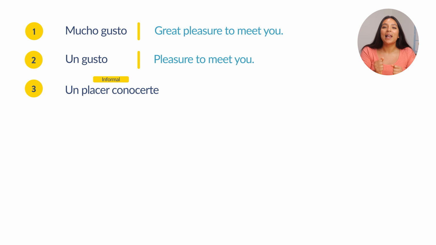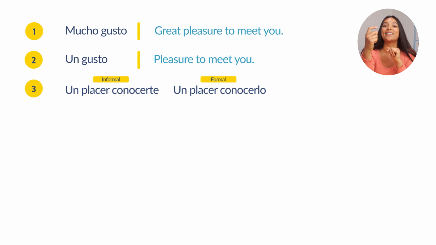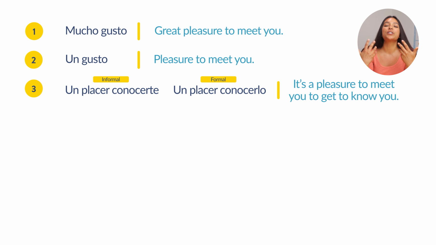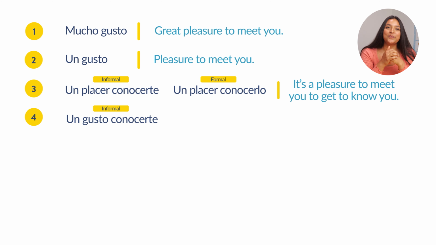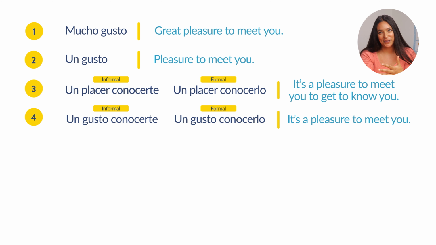Number three, un placer conocerte. Un placer conocerlo. Un placer conocerte is a little more informal because you're using the te version, conocerte. And if you want to make it more formal, you would say un placer conocerlo. It's a pleasure to meet you, to get to know you. Number four, we have another variation, un gusto conocerte, informal. Un gusto conocerlo, formal. It's a pleasure to meet you.